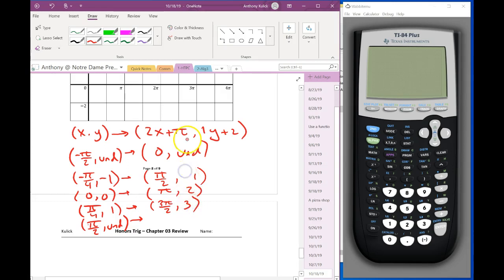I don't know why I wrote a plus 1 there. That doesn't need to be there. And for the last one, pi over 2 times 2 is pi, plus pi more is 2 pi. Undefined. Anything you do to undefined stays undefined.